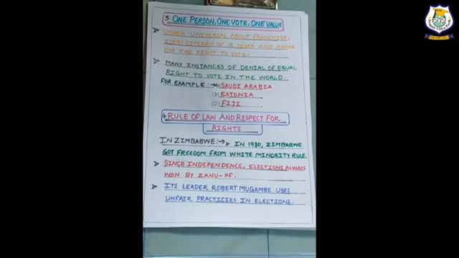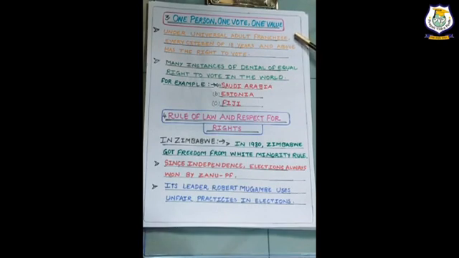Now we will move on to our third feature of democracy, that is one person, one vote, one value. In a democratic country, each and every person has one vote and each vote has equal value. It means whether a person belongs to a rich family or a poor family, everyone has equal value of their vote.